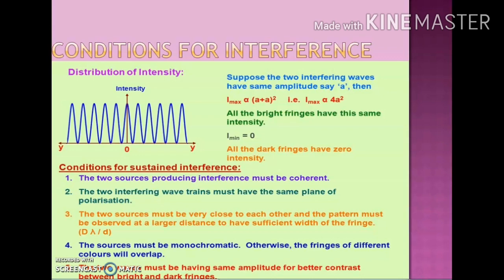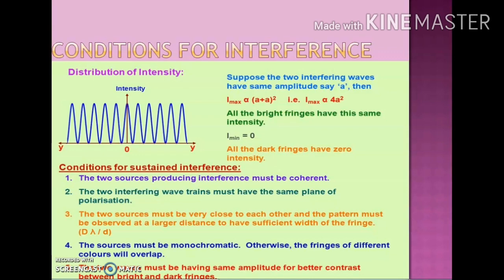Now we will talk about the conditions for sustained interference. What are the conditions for the interference? The very first condition is the two sources producing the interference must be coherent, as I have already told you. The second condition is the two interfering wave trains must have the same plane of polarization.